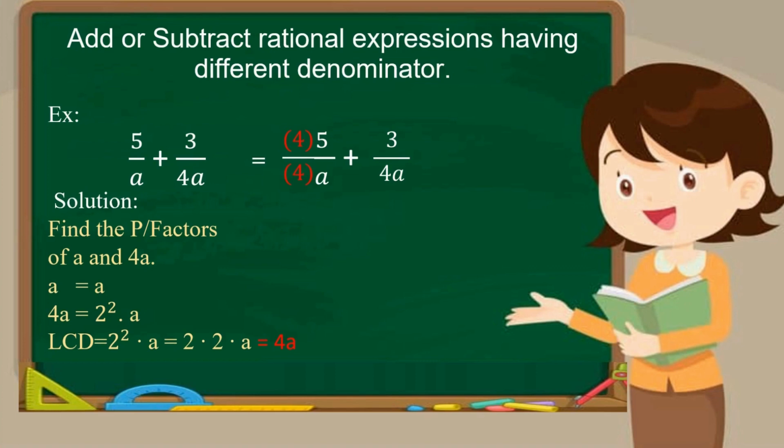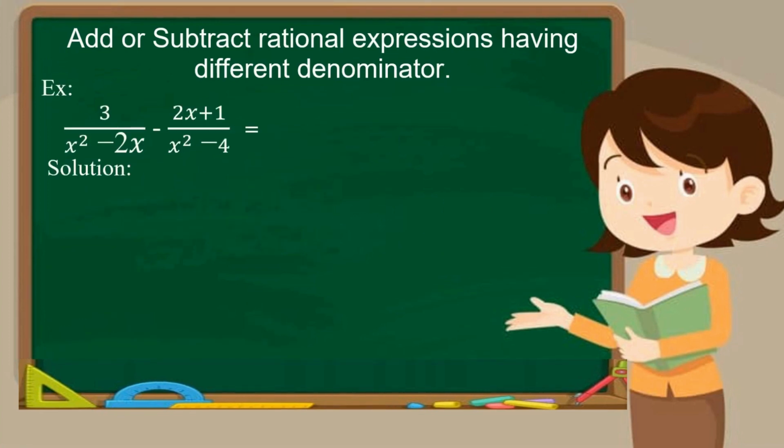Okay, you simply multiply the factors up there in the numerator. 5 times 4 is 20. 4 times a is 4a plus 3 over 4a. So we now can add our numerator and copy our denominator. So 20 plus 3 is 23 over 4a. This is now our sum of these two expressions, 23 over 4a. Okay.